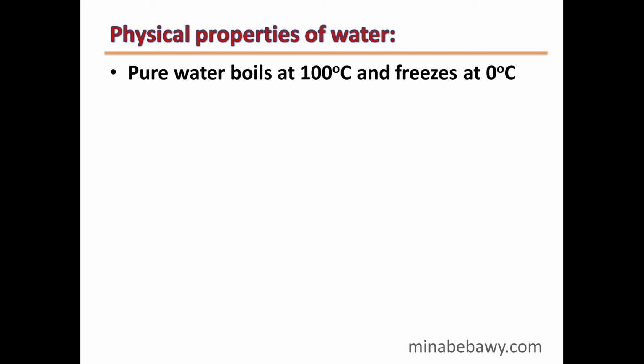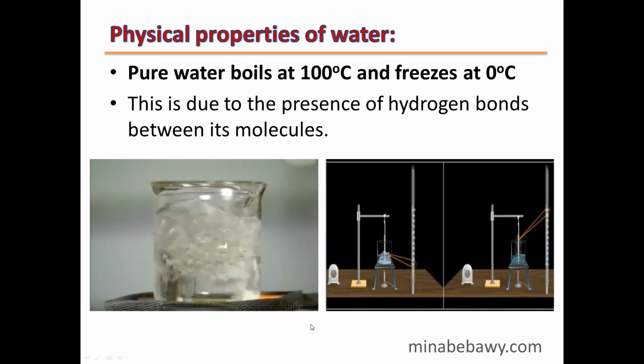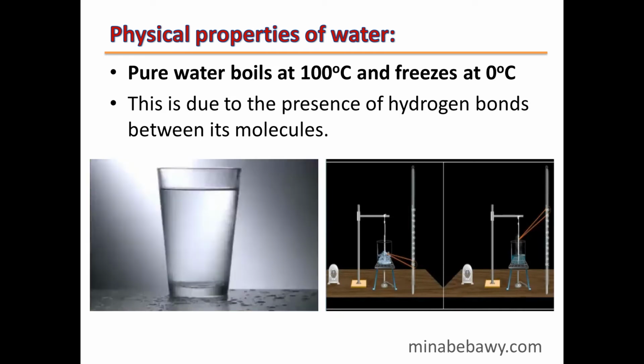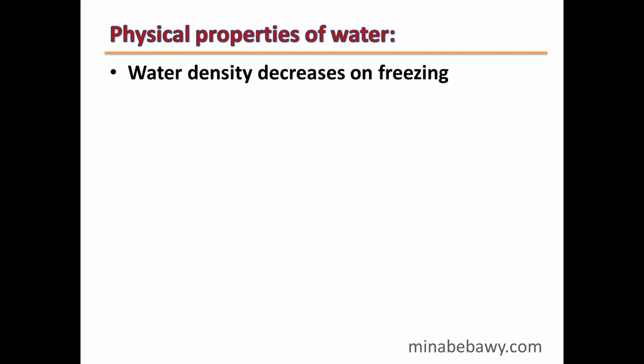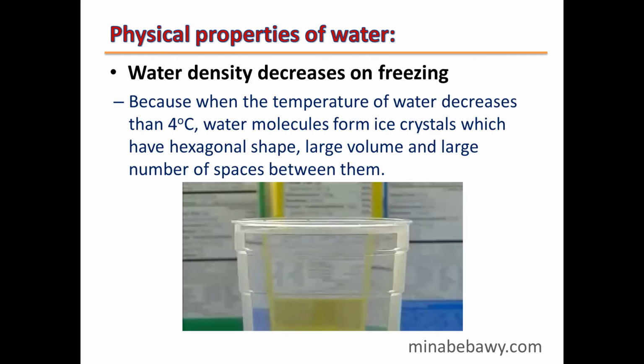Water boils at 100 degrees Celsius and freezes at 0 degrees Celsius. This is due to the presence of hydrogen bonds between its molecules. Because water has hydrogen bonds, this is the reason for this huge difference between its boiling and melting points. Water density decreases on freezing.